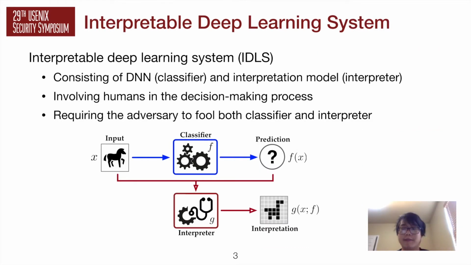An interpretable deep learning system consists of a deep neural network, the classifier, and an interpreter. Such design involves humans in the decision-making process. For instance, the explanation of a specific decision could help analysts debug their deep learning models. On the attacker side, it requires the adversary to fool both the classifier and the interpreter to break down the entire interpretable deep learning system.